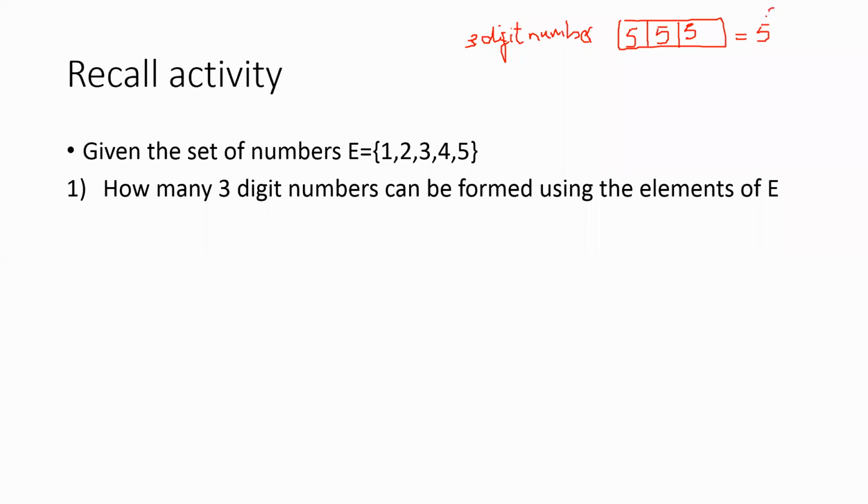5 times 5 times 5 is 5 cubed. How much is 5 cubed? 125. Okay, the answer is 125.